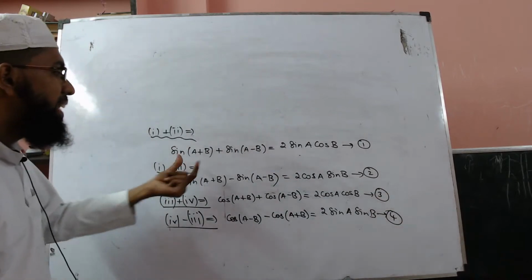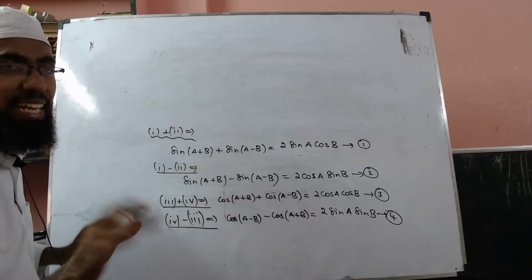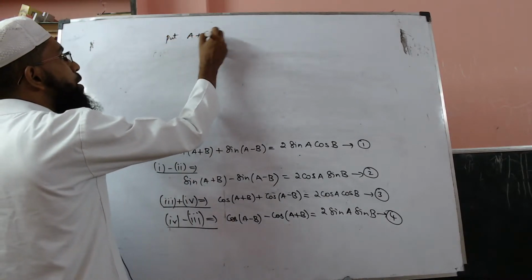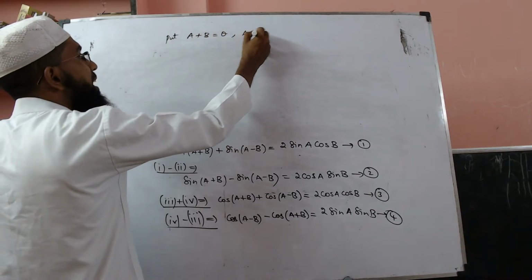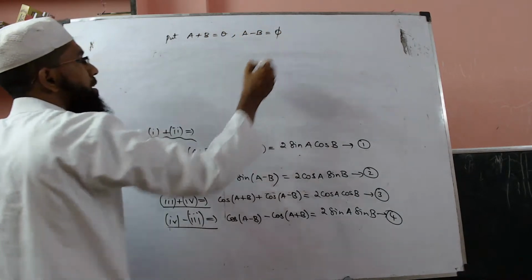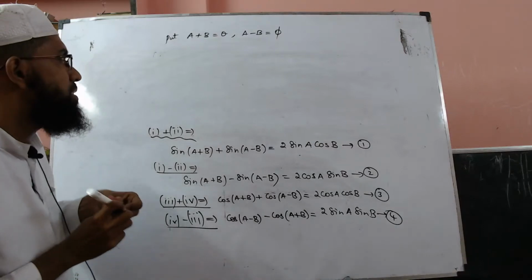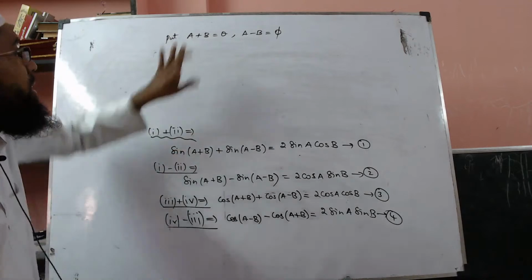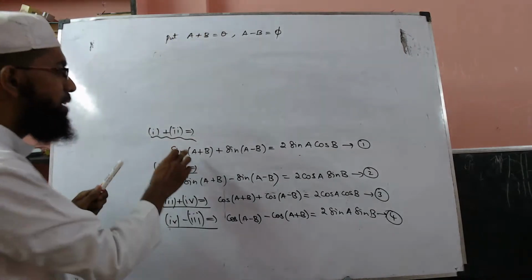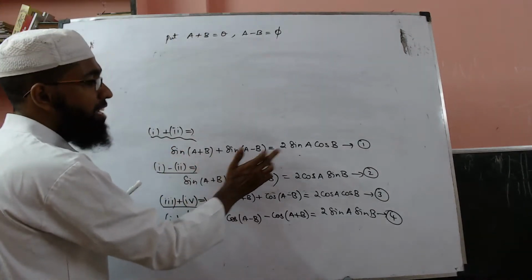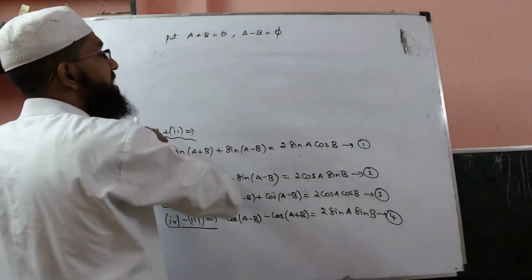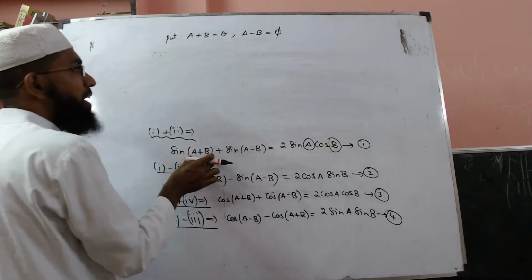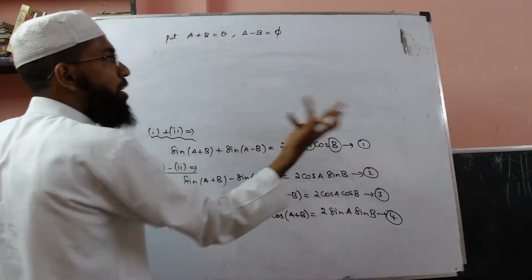Now, instead of a plus b, put theta and phi. Put a plus b equal to theta, a minus b equal to phi. Theta and phi are Greek alphabets. If it's confusing for you, you can take it as x and y also. It's up to you. So theta and phi. Now it will become sin theta plus sin phi equal to, if a plus b is this and a minus b is this, what are a and b? Here you will put theta, here you will put phi. Here for a and b, what will you substitute?